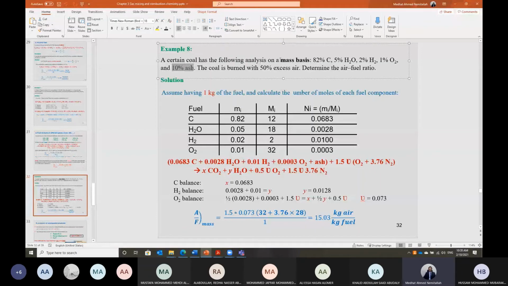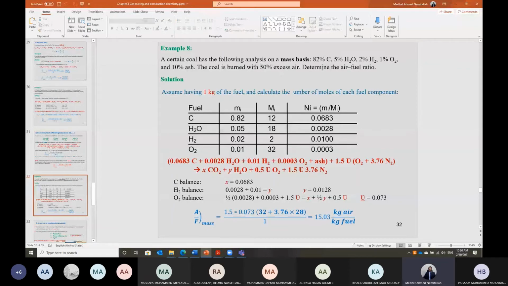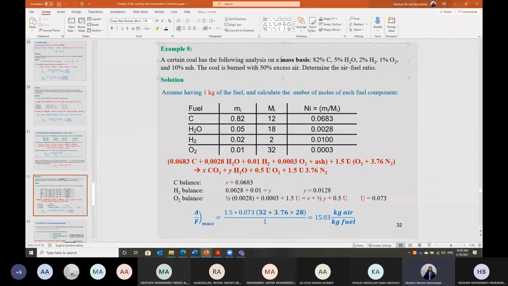Those are the mass basis concentrations, and we need to determine the air to fuel ratio if we have excess air equal to 50%. What does it mean? We do have 50% excess air. If we have 50% excess air, lambda is equal to what? 1.5. Exactly. So lambda in this case should equal 1.5.